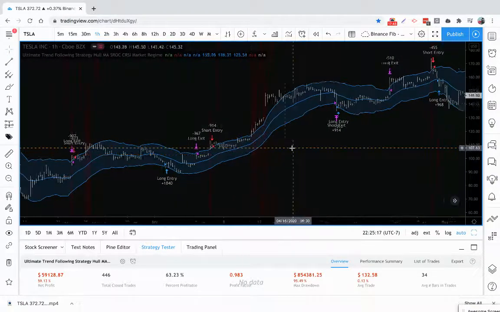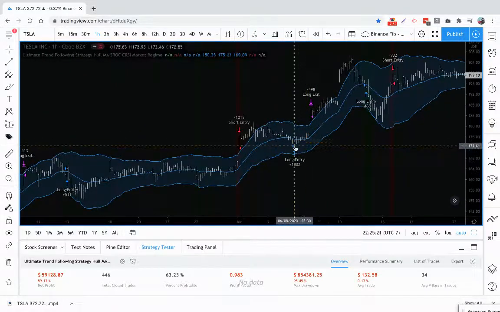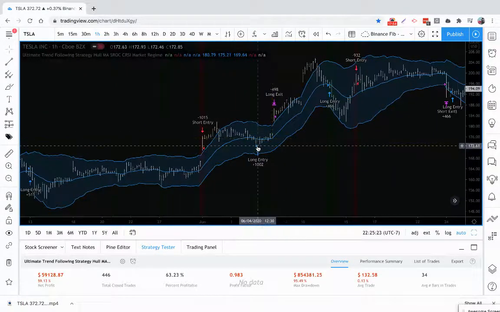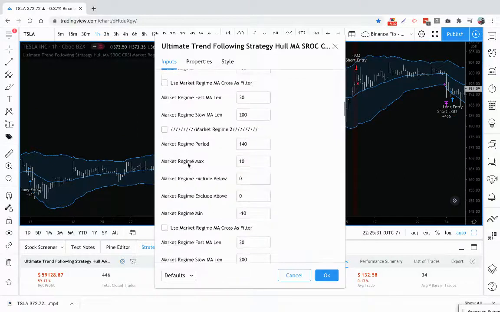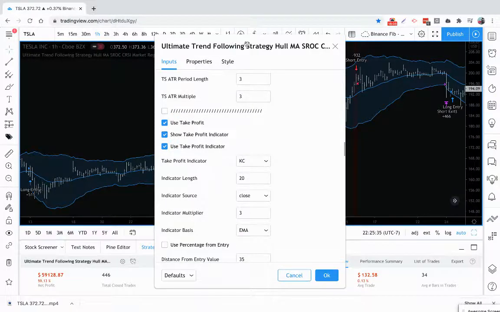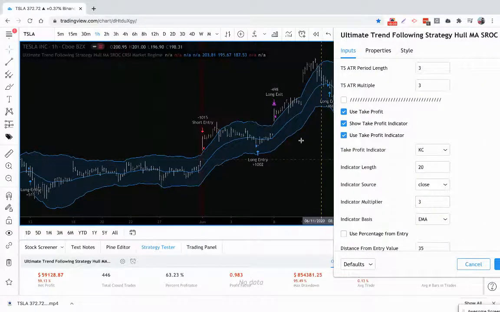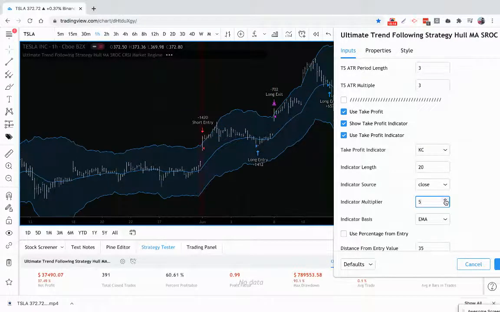Okay, so let's find one where it's profitable. Here's a good example. Okay, we entered a trade here, and we exited the Bollinger. I believe it's Bollinger. Is it Keltner channel? Let me take a look. Okay, so the Keltner channel right now. So we exited the Keltner channel, so we took profit. And you can adjust your multipliers on them.